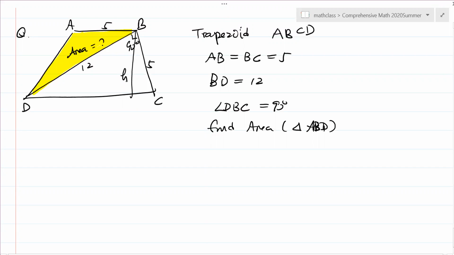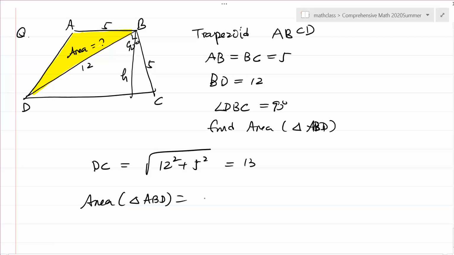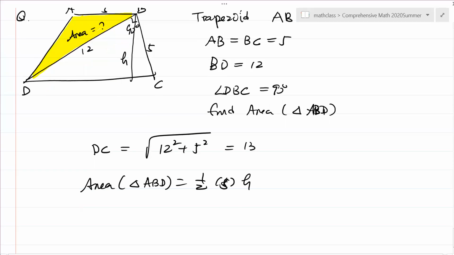Then you probably can find it. So first of all, DC is going to be the square root of 12 squared plus 5 squared, which is 13. So DC is 13, that's obvious. Then how can I get the area of ABD? You just need to know the height. H is also the height of triangle ABD, so the area of triangle ABD is going to be half of 5 times H. So how can I find H?